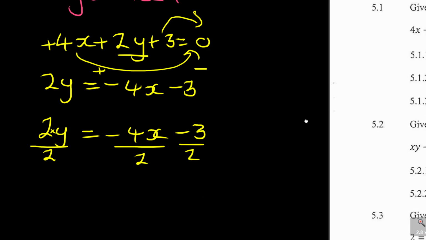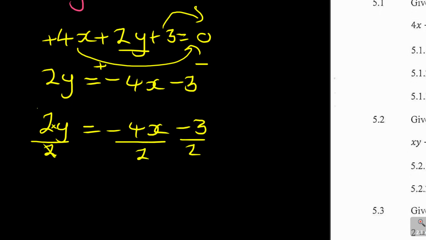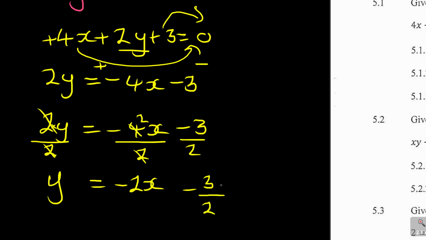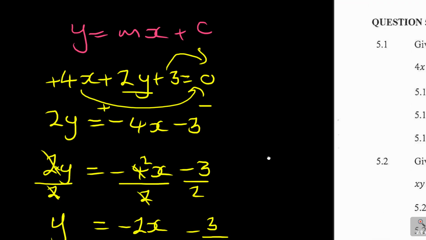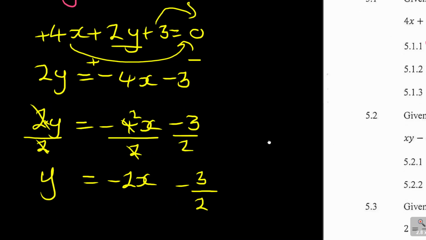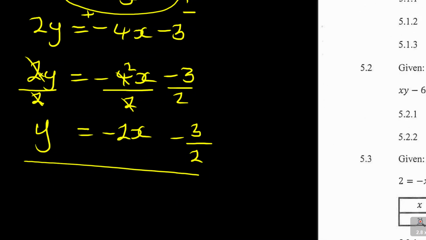That's how you do it. You divide each item by 2. So that now you've got y is equal to minus 2x minus 1.5, or you maintain it like that. It's up to you. This is now y is mx plus c. That's the standard form they're talking about.